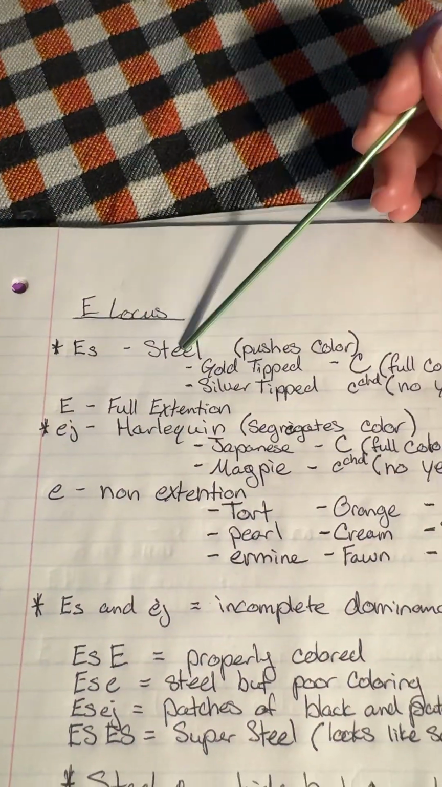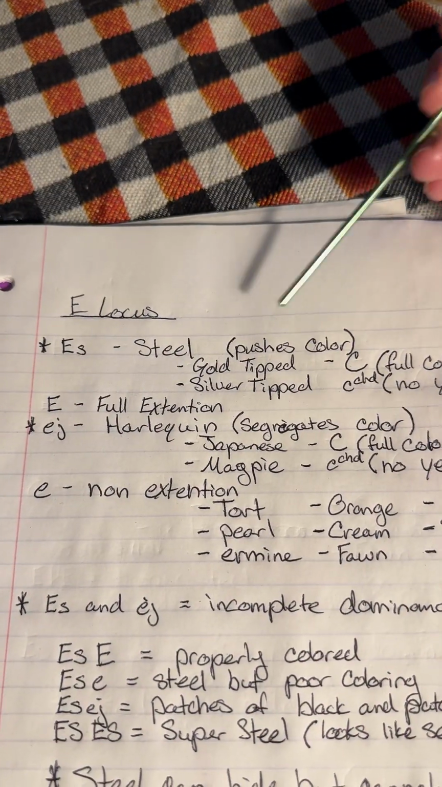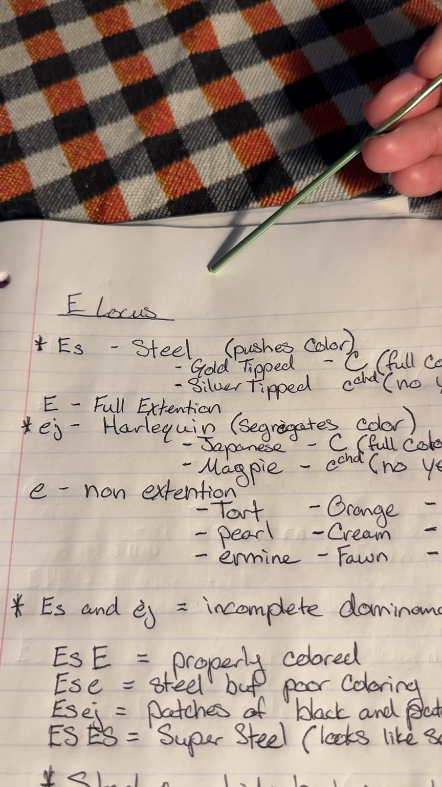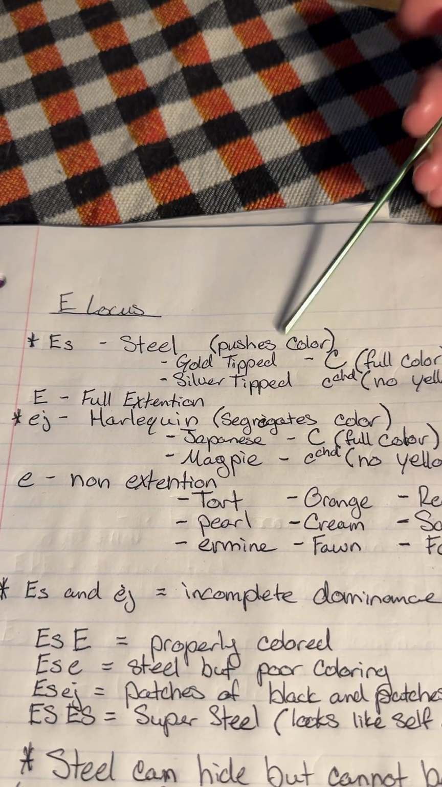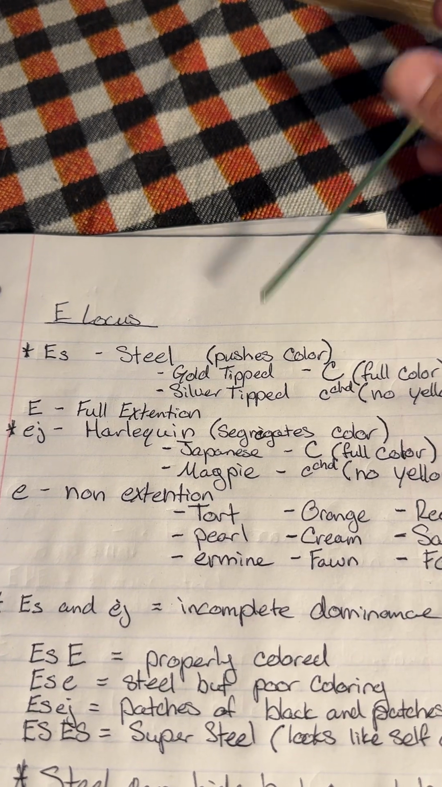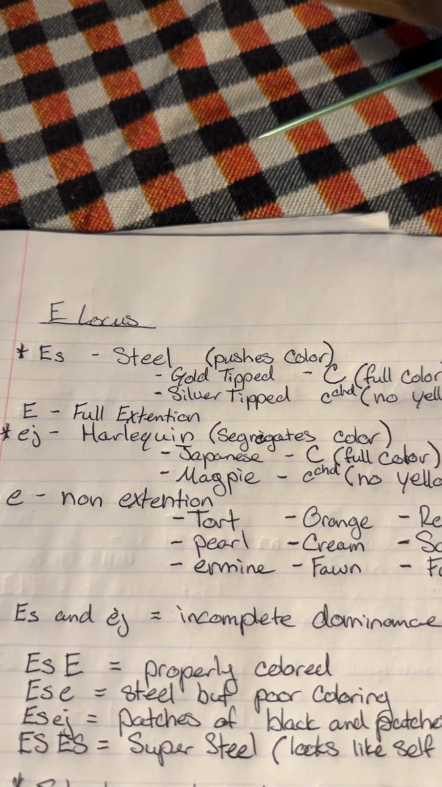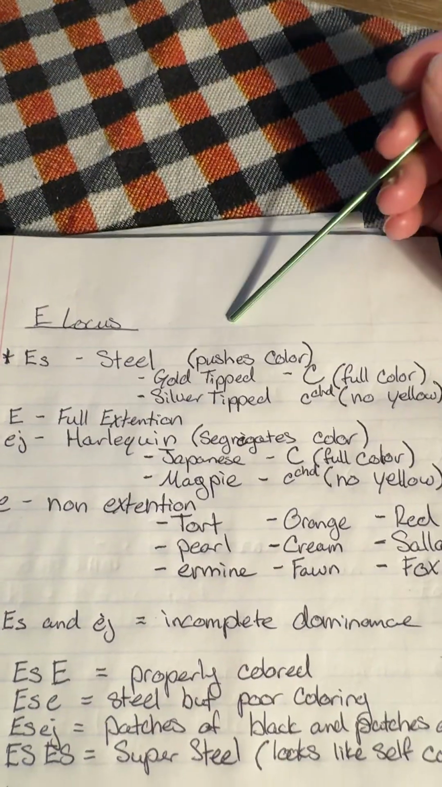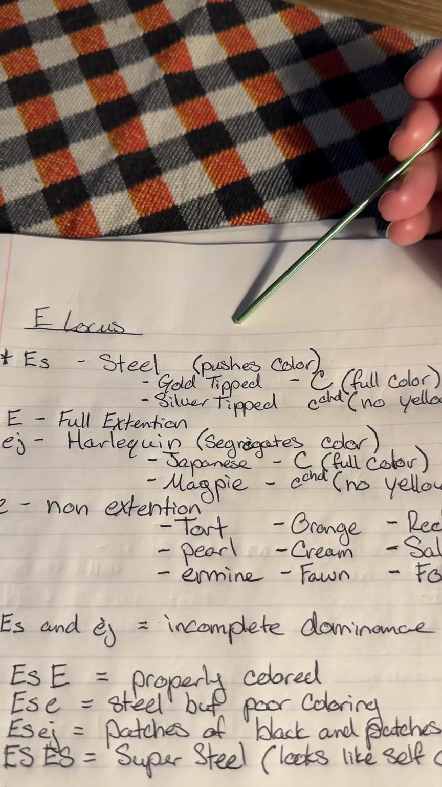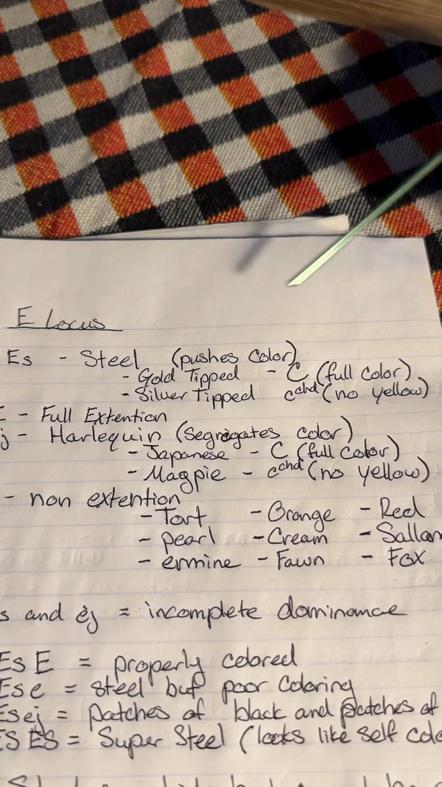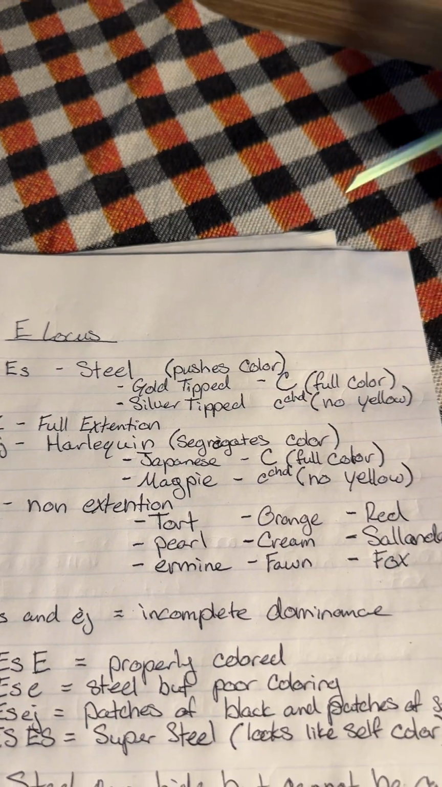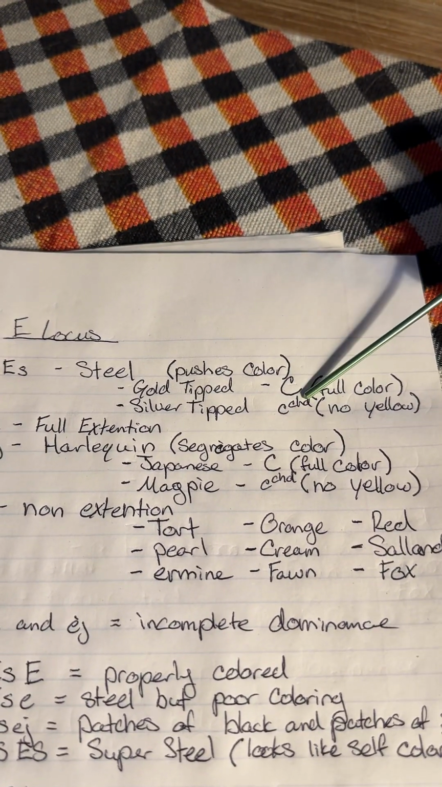So let's take a look at what these do. Steel pushes the color up to the tip of the hair shaft. In order for steel to actually show, the rabbit does need to be agouti because it is pushing those agouti rings up to the top of the hair shaft. And what that does is it leaves you a darker undercoat that has tips of either gold or silver. That color, the gold or silver, is going to be dependent on the C locus.